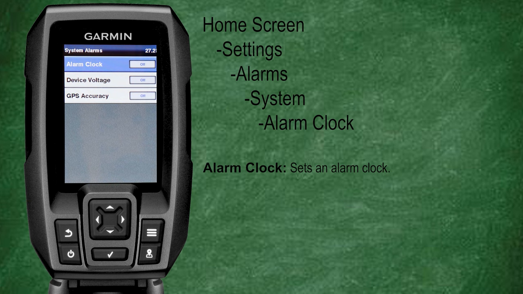Let's go back to our noise reject menu and select surface noise. Here you have the option to show or hide surface noise. Surface noise is caused by the interference between the transducer and water. You can select hide for surface noise to help reduce this clutter. I personally prefer to keep my surface noise setting to show.